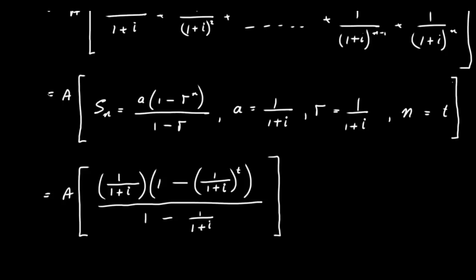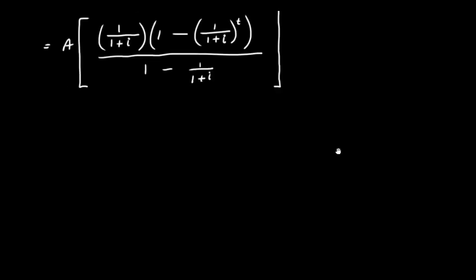So that's what we get when we add up all of these terms up here. We just stick the a, the r, and the n in here. So now we've just got to deal with this here. This is going to be our P here. So let's just deal with what's inside the square brackets first.